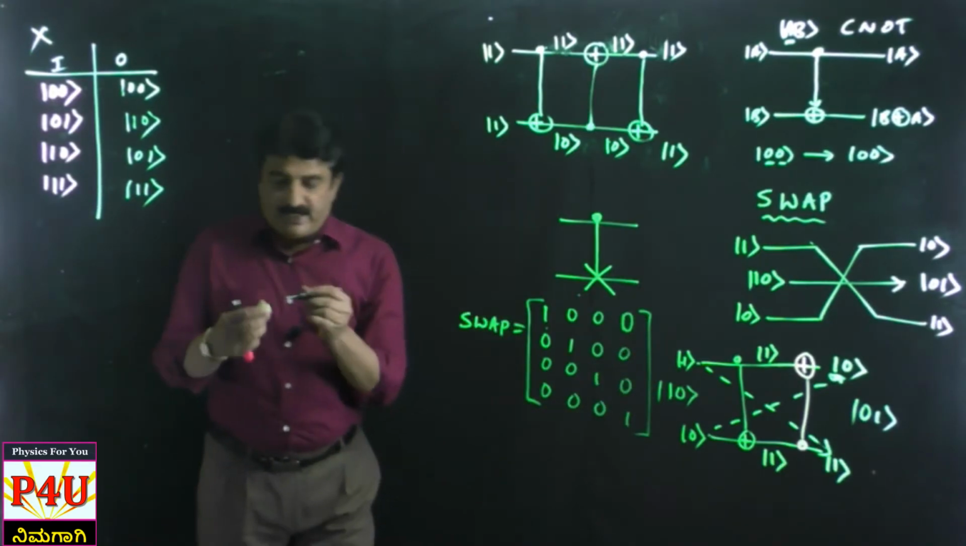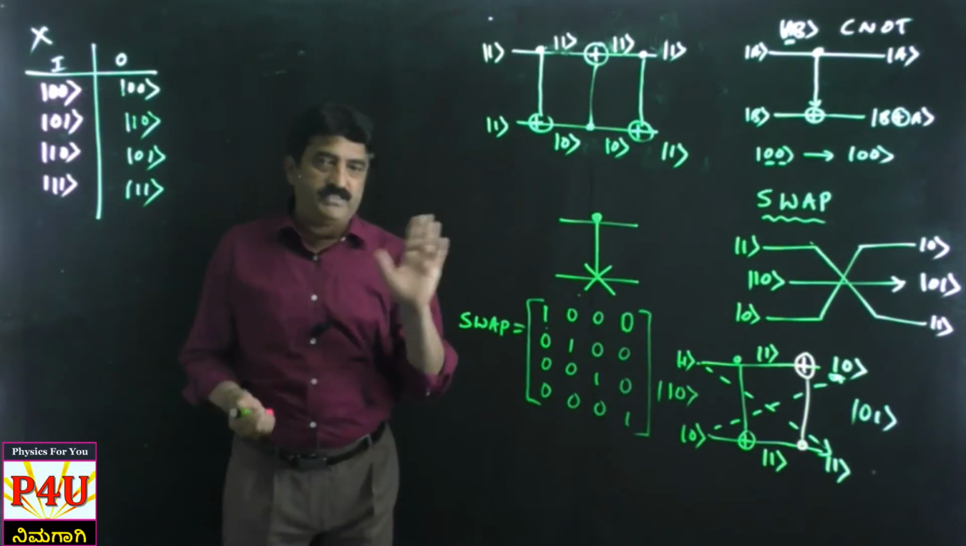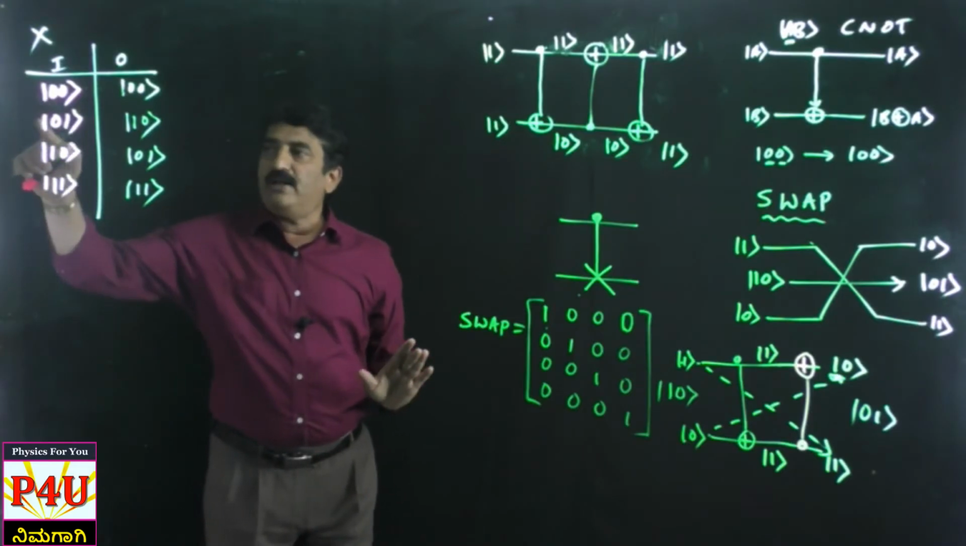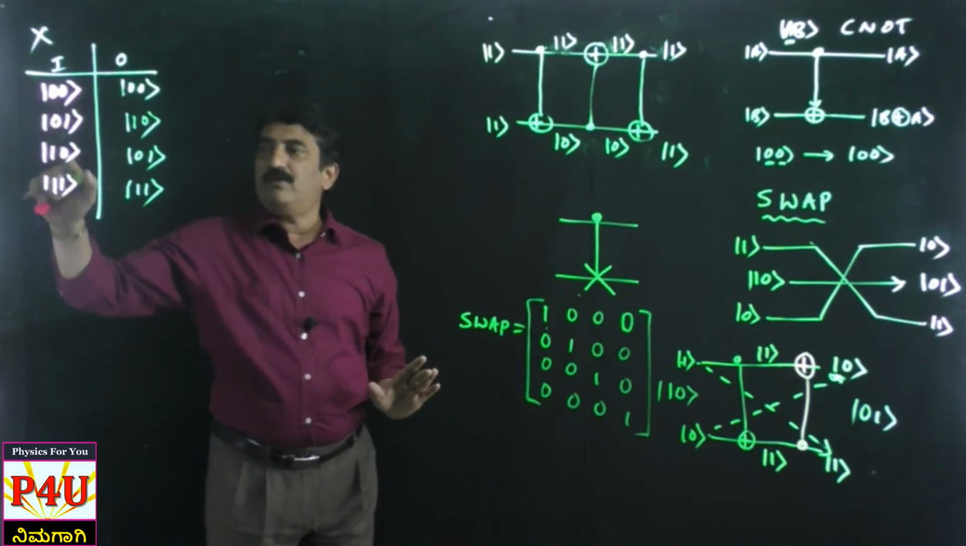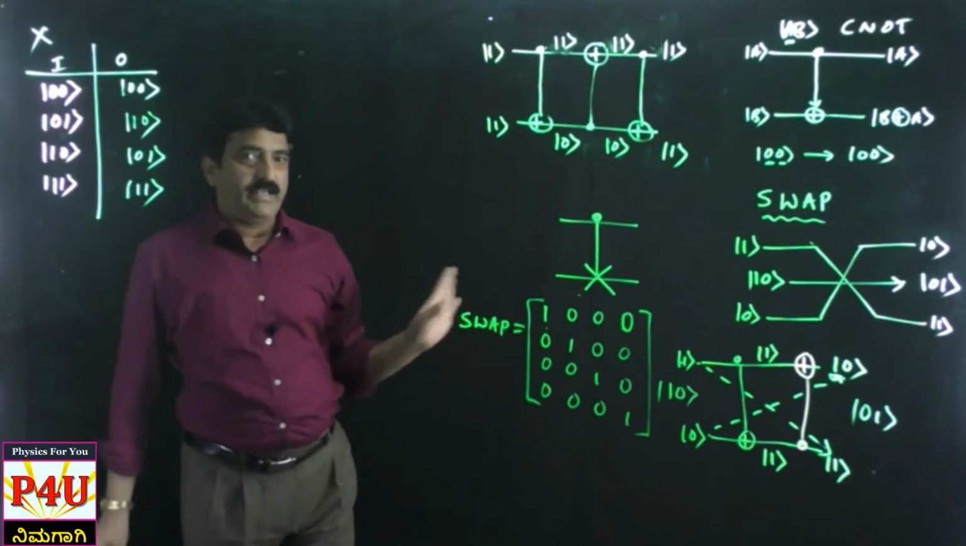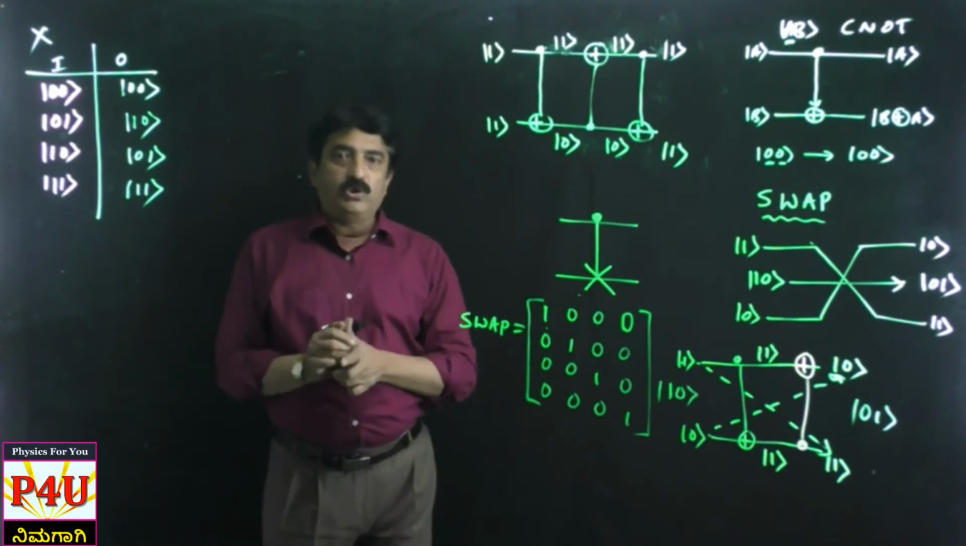But this is not the matrix form. Dear students, please follow carefully. This is not the matrix form. I have written only the vector space of 0 0, 0 1, 1 0, 1 1. That's all, nothing else. Now look at the truth table.